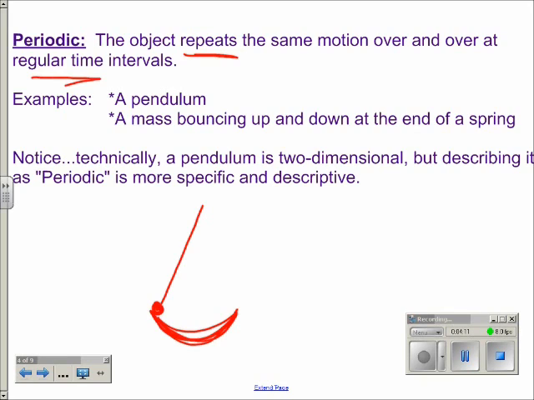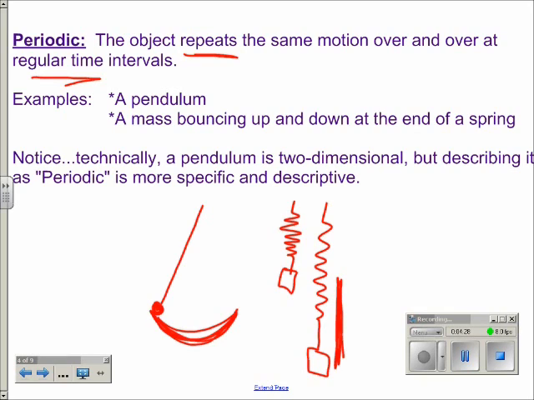Another example is if you take a spring and then hang a weight from it. If you stretch the spring out and then let it go, the spring will bounce up and down, up and down, up and down. So that's another example of periodic motion. Periodic motion is motion where the object repeats the same motion over and over again.